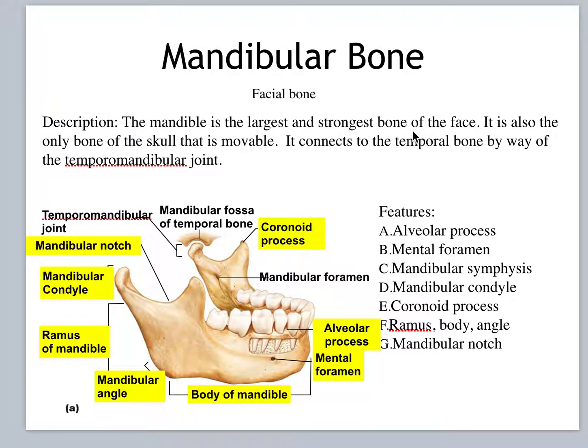The mandible is the jawbone. This is the largest and strongest bone of the face. It's also the only bone of the skull that's movable. It connects to the temporal bone by way of the temporomandibular joint. We discussed that a few minutes ago.